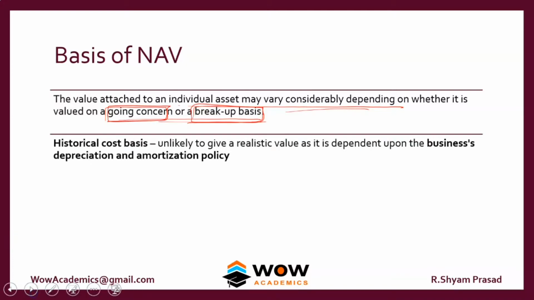So we can use the asset value based on the historical cost method, but this will not give you a realistic value of the assets, because the assets might have been depreciated and amortized. So this value will always be very low.